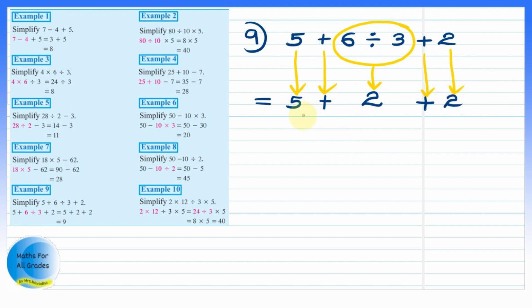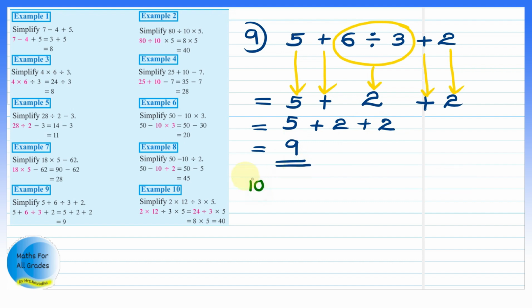Now look at this expression, 5 plus 2 plus 2. I will write it again here, 5 plus 2 plus 2. Now all you have to do is add these three numbers. 5 plus 2 equals 7. 7 plus 2 equals 9. So it's as simple as that.